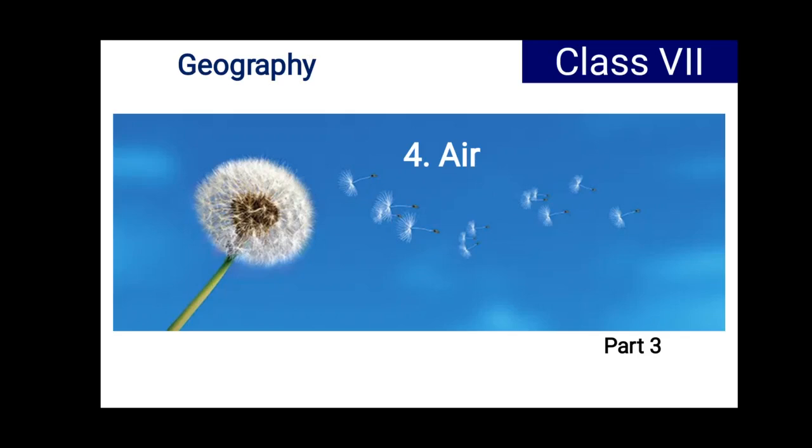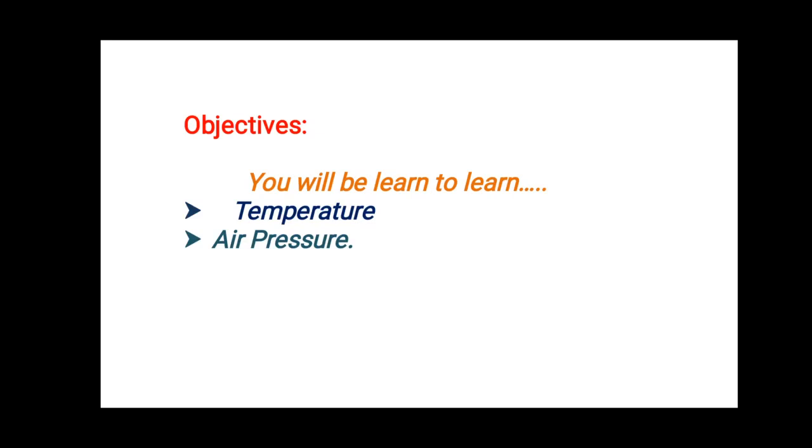In our last class, in Air chapter part 2, we discussed the structure of the atmosphere: the troposphere, stratosphere, mesosphere, thermosphere and exosphere. And we also discussed weather and climate. By the end of today's class, you will be able to learn about temperature and air pressure. So let's go ahead.